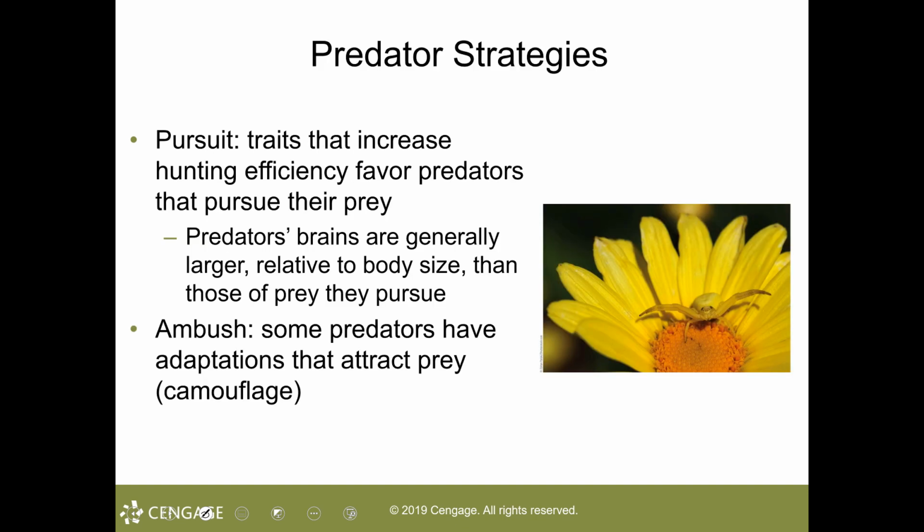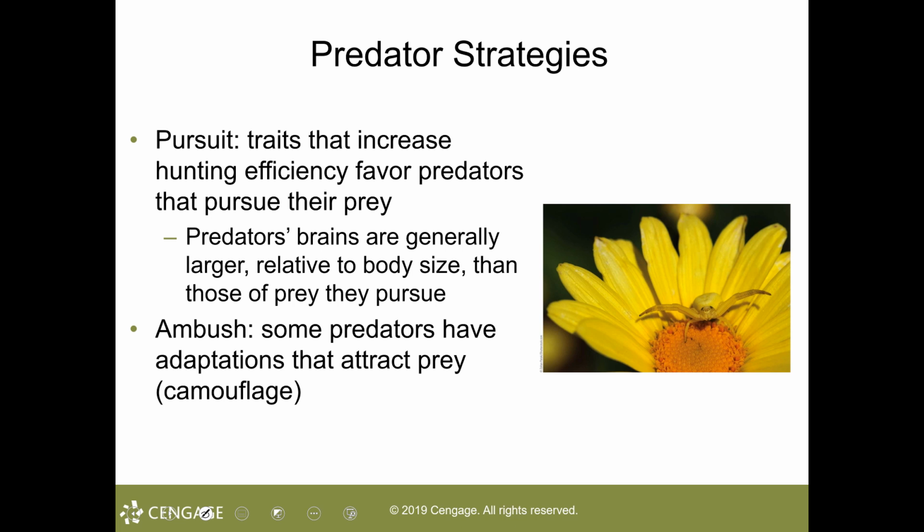So, of course, predator strategies. Here I get to pursuit. With pursuit, class, any trait that increases hunting efficiency, such as the speed of brown pelicans or the intelligence, or even, class, the cooperative behavior of orcas, favors predators in their pursuit of prey. Because these carnivores must process information quickly during the pursuit of prey, their brains are generally larger relative to body size than those of the prey that they pursue.